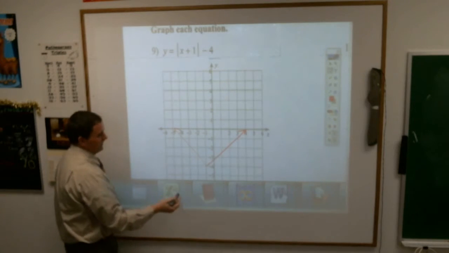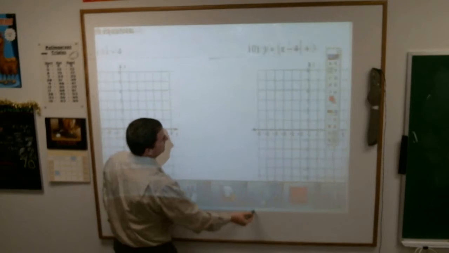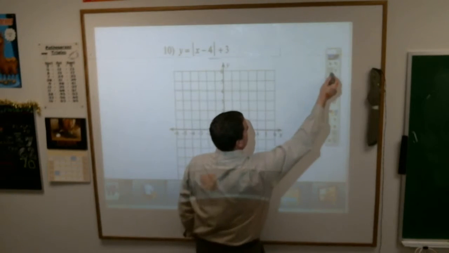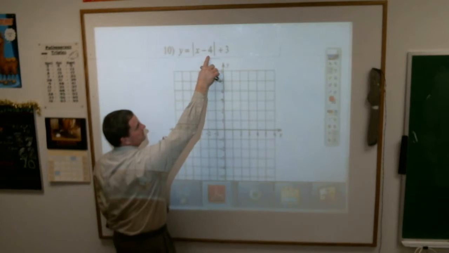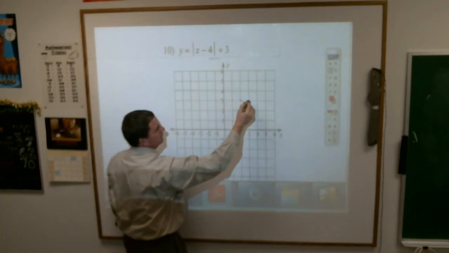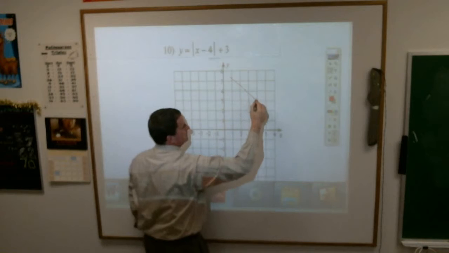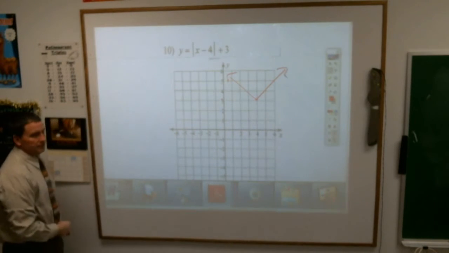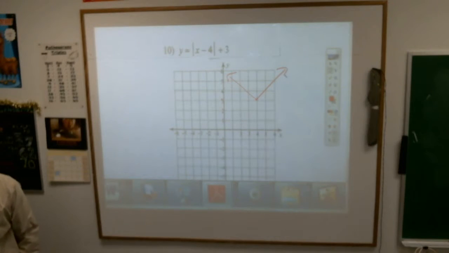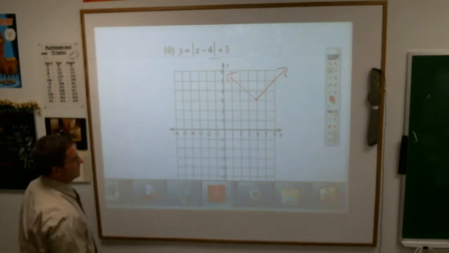Same thing for problem number 10. You should be able to do these relatively quickly. So this is just +3, and because it's negative, you go to the right 4. 1, 2, 3, 4. That's where your V starts. And that's it. No graphs needed, no numbers, no tables, no nothing. And that is the identical same thing.